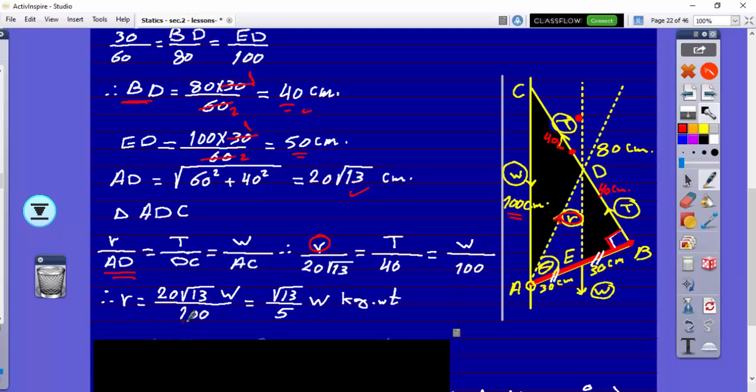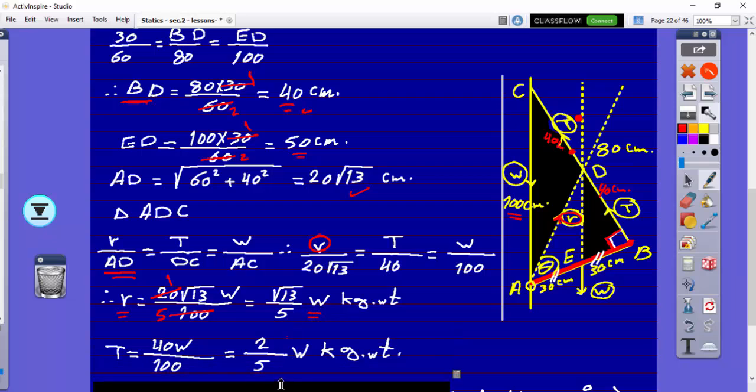20 root 13 over 100 multiplied by W. So the result equals root 13 over 5 W. The magnitude of the reaction will be in terms of W, the weight of the rod. To simplify this, divide 20 equals 1, divide 100 by 20 equals 5. So 1 multiplied by root 13 over 5 equals root 13 over 5 W.